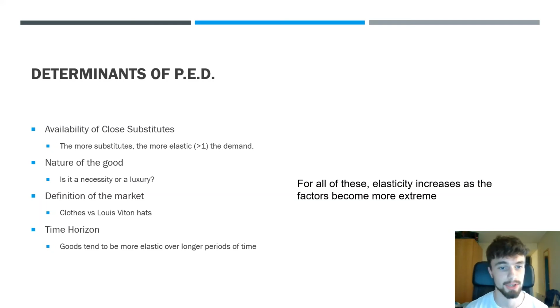And then the time horizon. Essentially, goods tend to be more elastic over longer periods of time. If the price of a car increases and a customer needs a car immediately, then the customer will have very inelastic demand, because the customer will need to buy the car then and there. But if the customer has, let's say, 5 or 6 years to wait for the car, the customer can wait for the price to decrease. For all of these determinants, the elasticity increases as the factors become more extreme.